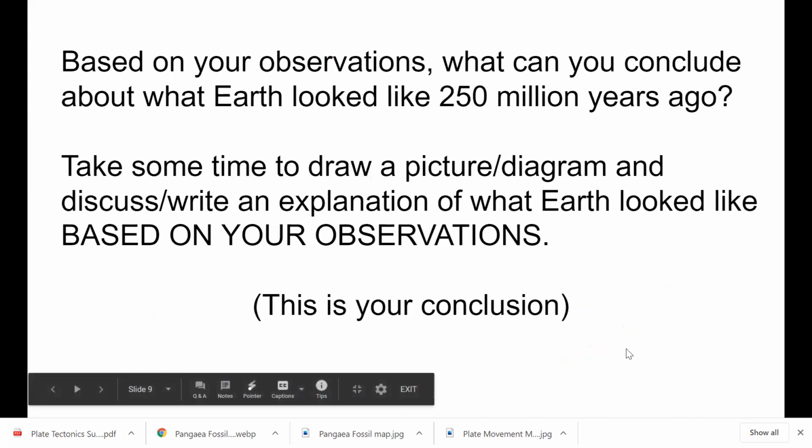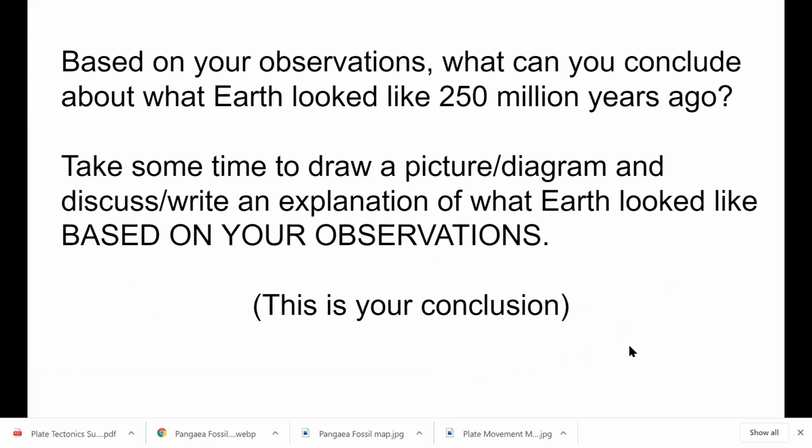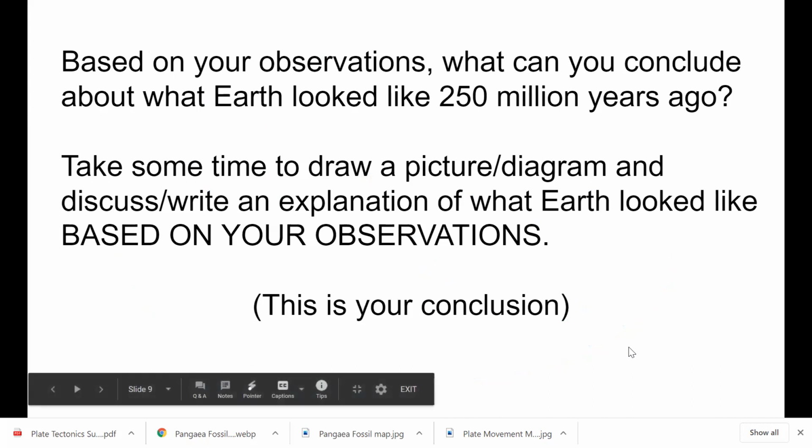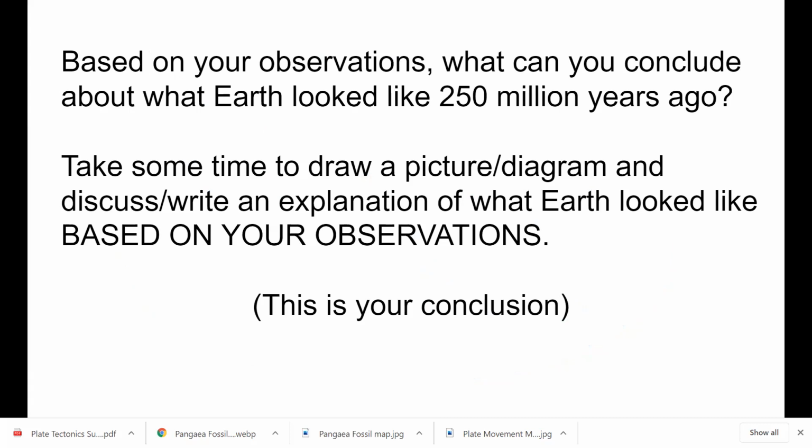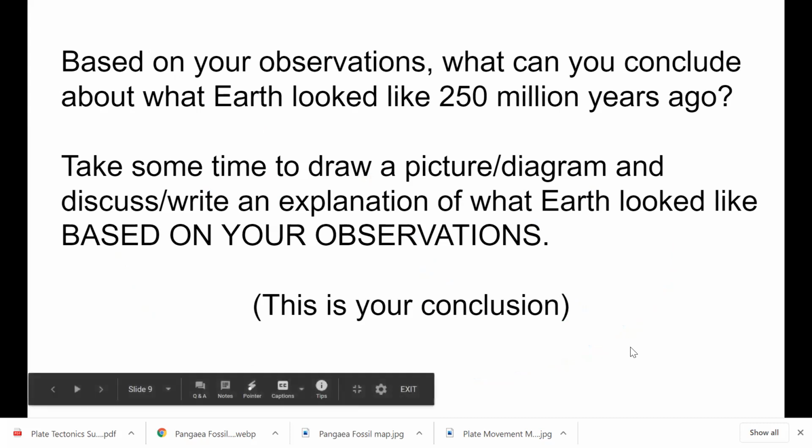So based on your observations, what can you conclude about what the Earth looked like 250 million years ago? Take some time to draw a picture or a diagram and discuss and write an explanation of what Earth looked like based on your observations. This would be called your conclusion.